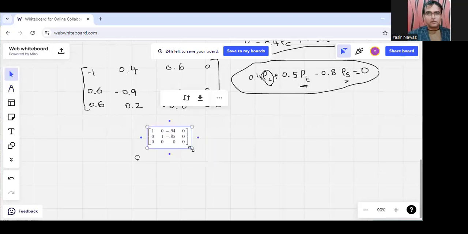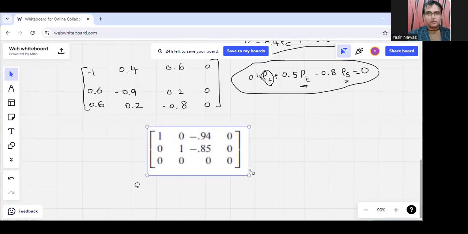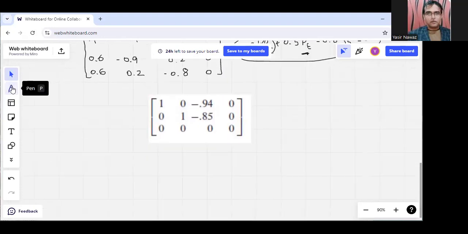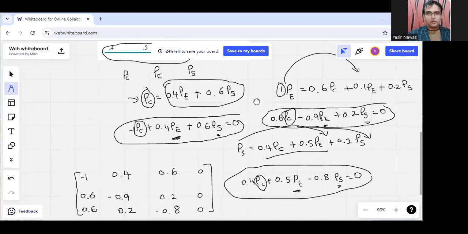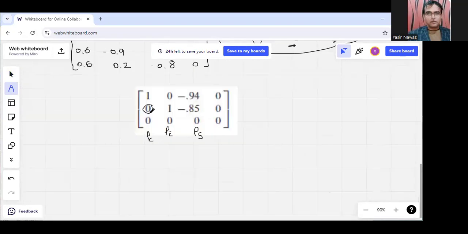You can get this kind of form. And after getting this, you can write back into the quantities form. Here the first number is multiplying with PC. This column was for PC, this column was for PE, the second variable was PE and the third variable was PS in each equation. So similarly here, this entry will multiply with PC.